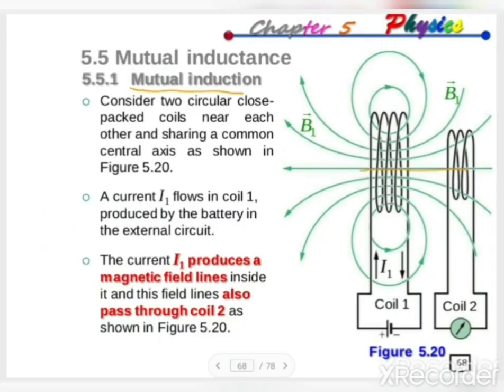Mutual induction. Consider two circular close-packed coils near each other and sharing a common central axis as shown in the figure. When a current I1 flows in coil 1, produced by the battery, the current I1 produces a magnetic field line inside it, as shown in the figure. And this field line also passes through coil 2.